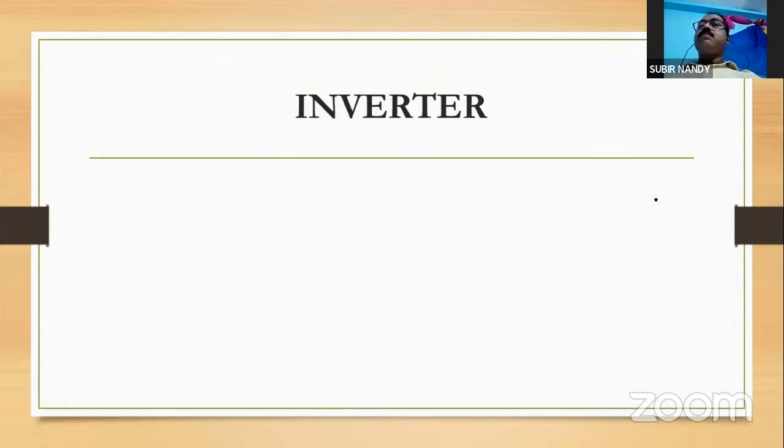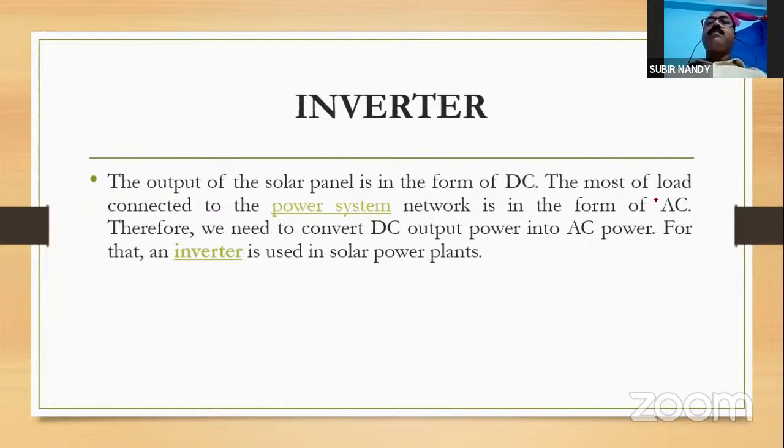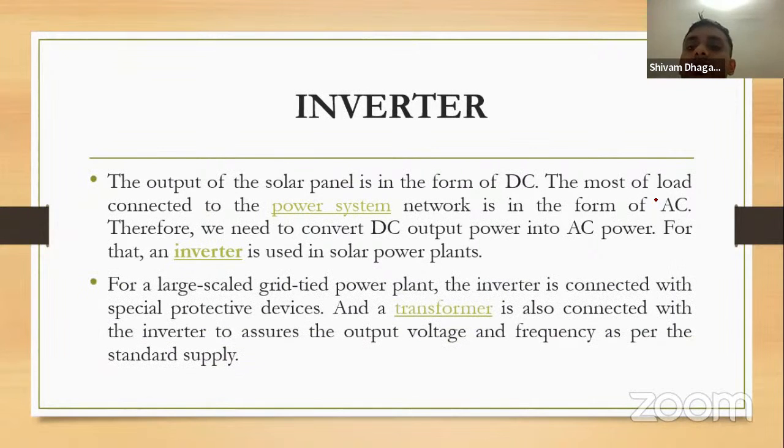Then next comes your inverter. The output of the solar panel is in the form of DC. Most of the load connected to the power system network is in the form of AC. Therefore, we need to convert DC output power into AC power. For that, an inverter is used in solar power plants. For a large-scale grid-tied power plant, the inverter is provided with a special protective device, and a transformer is also connected with the inverter to assure the output voltage and frequency as per the standard supply.